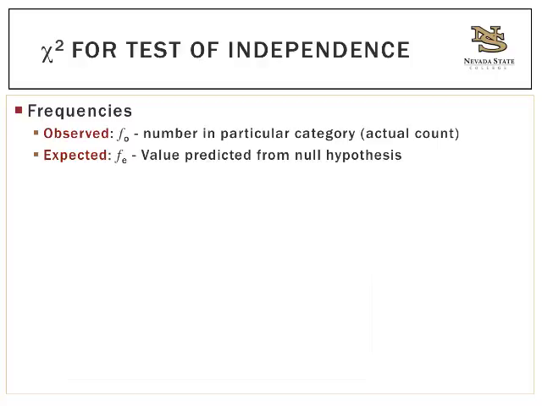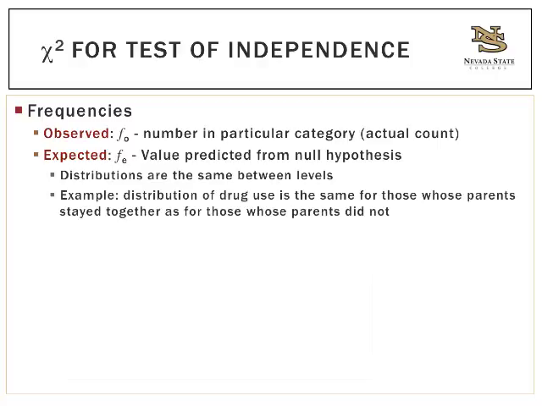Another way that you can think about this null hypothesis is that we're saying that the distributions are the same between the levels. That would indicate that there's no relationship between these two things. In this example, we would say that the distribution of drug use is the same for those whose parents stayed together as for those whose parents did not.